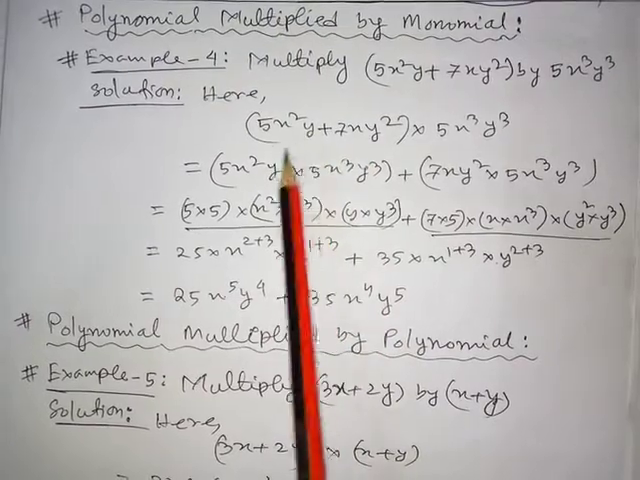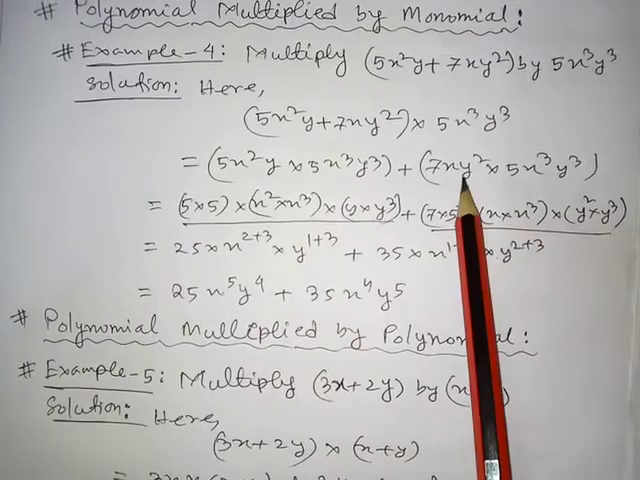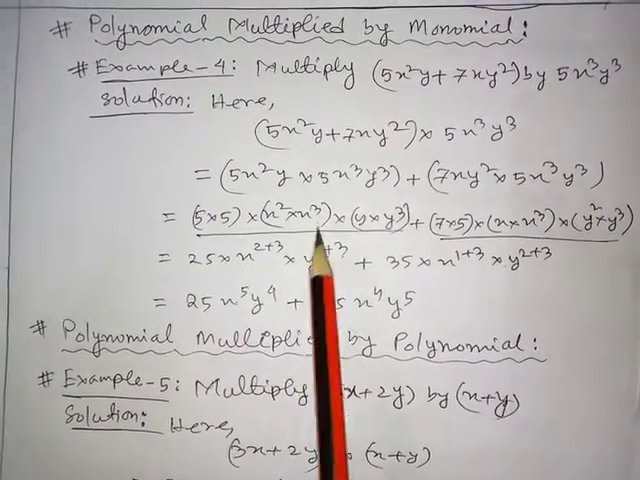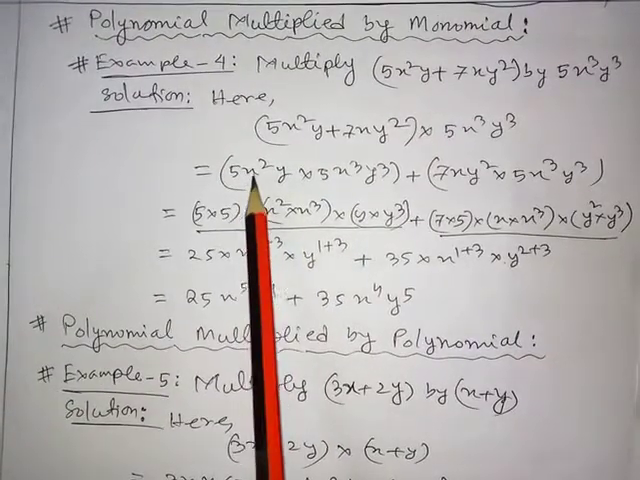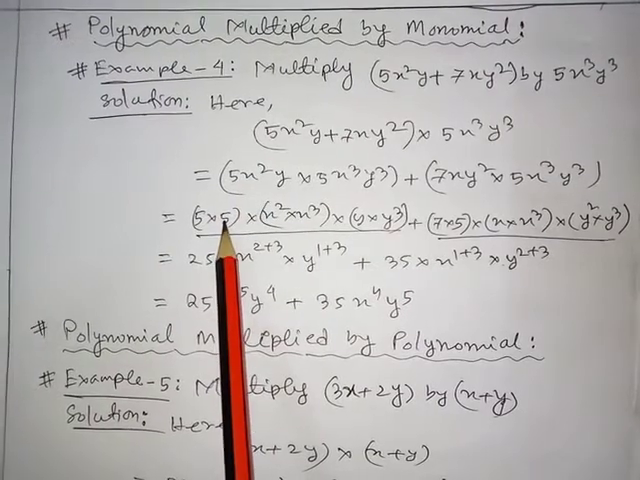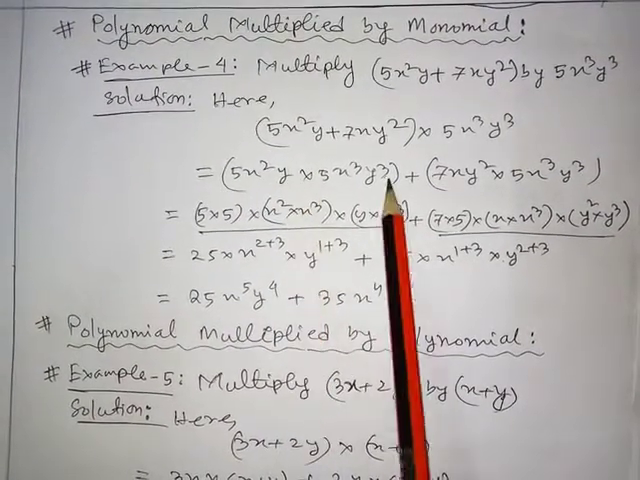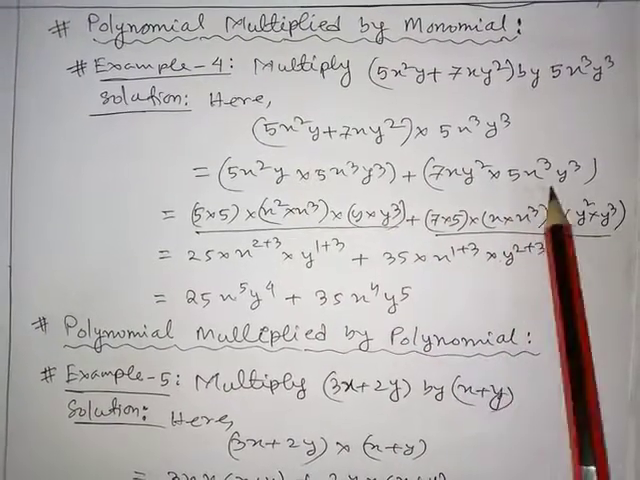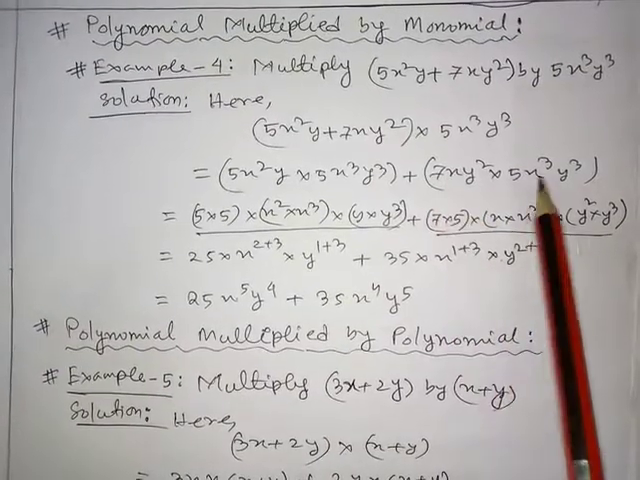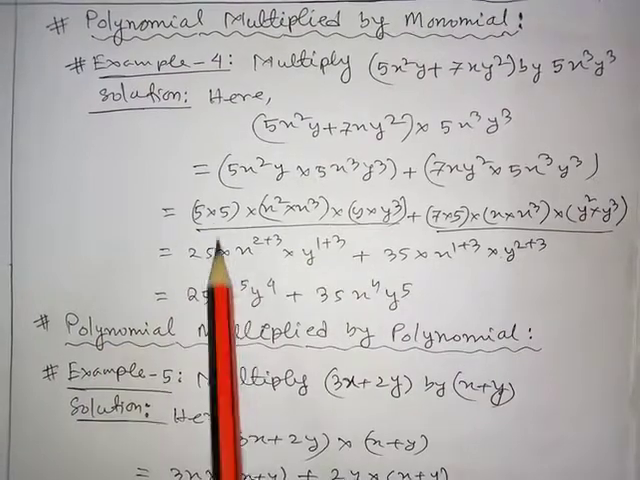So 5x square y times 5x cube y cube, and 7xy square times 5x cube y cube. Now we'll multiply these two parts like the previous one. For this part, take 5 to the front, then x square and x cube will make a group, and y and y cube will make a group. Then for this part, take 7 and 5 to the front, then take x and x cube in a group, y square and y cube in another group. Then what will be the result?